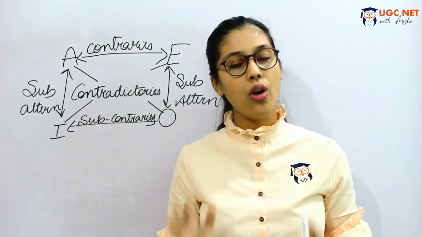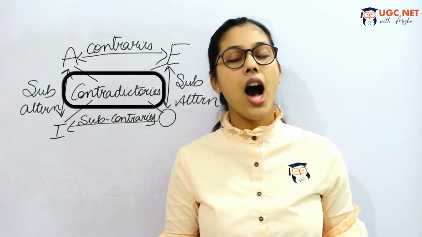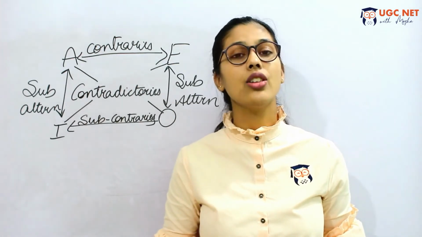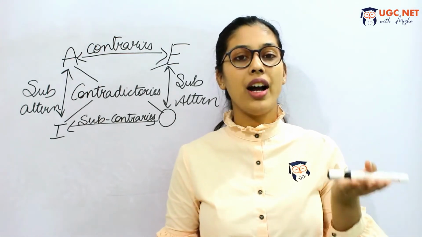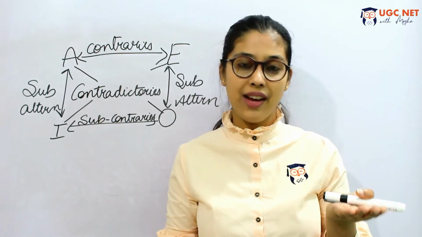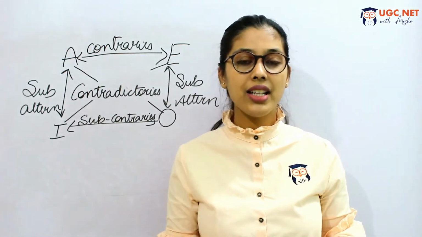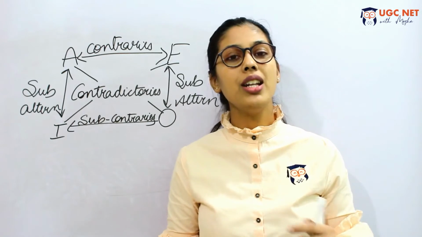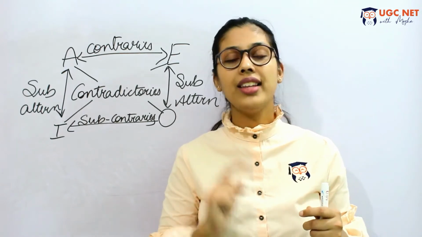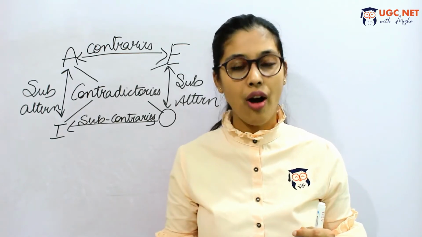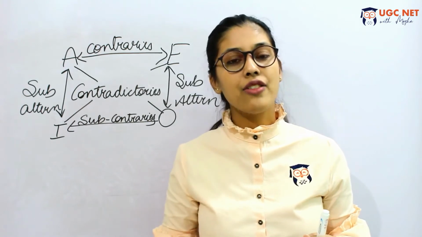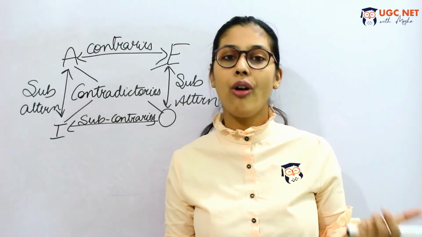First we'll start with contradictories. Contradictories are complementary pair, that is they cannot be true together. If one is true, the other one would be definitely false. We can understand this better in a manner like, if somebody loves to have tea, then that person would not love to have coffee. If other person loves to have coffee, then he would not be fond of tea.